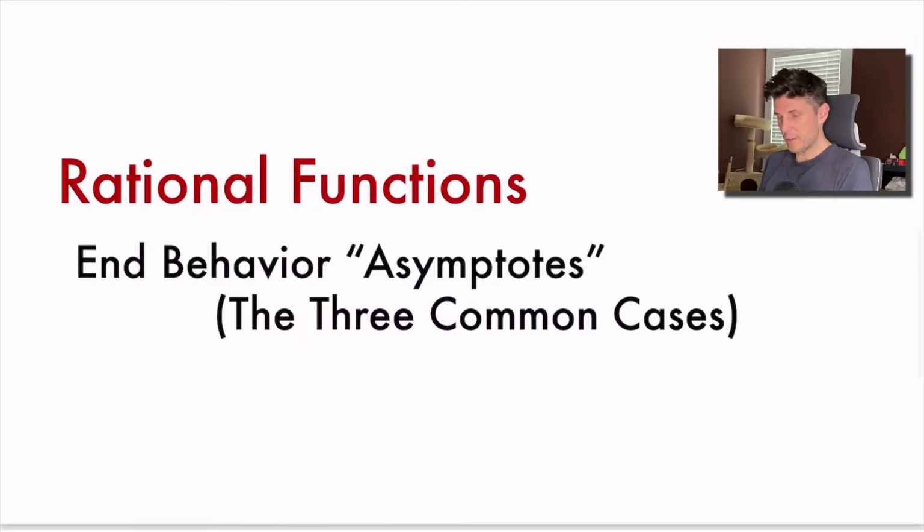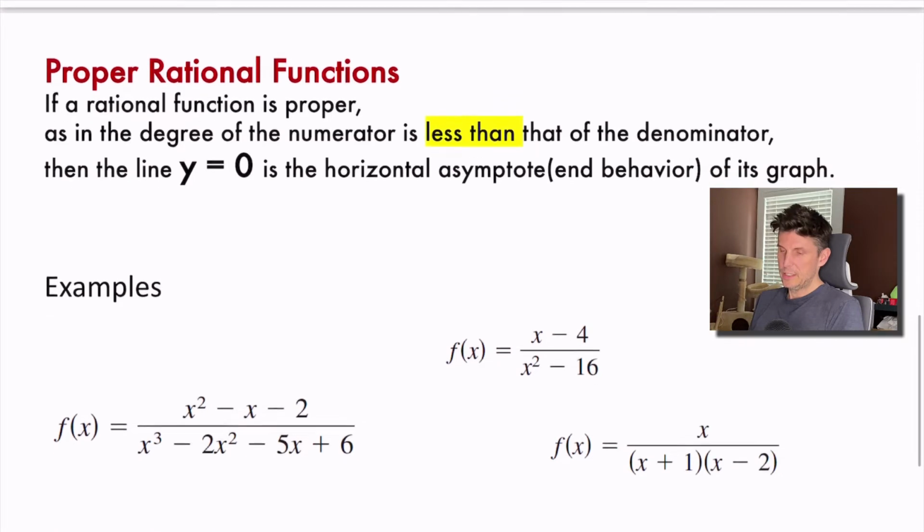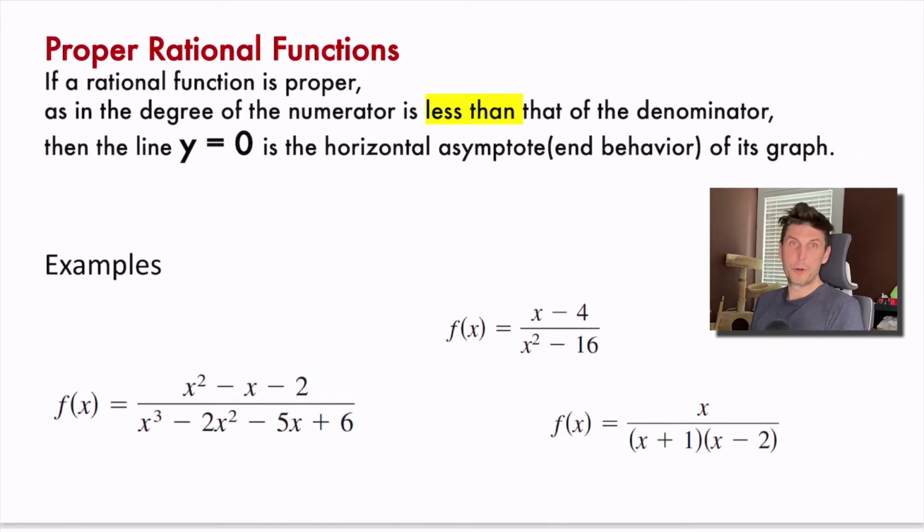All right, so the first thing we're going to discuss is what you'd call a proper rational function. A proper rational function has a degree in the numerator that's going to be less than that of the denominator. So that's just how you would identify it. When you have a proper rational function, when you look at it right away, you can just write down horizontal asymptote, y equals 0. The x-axis is your horizontal asymptote. So you would just state that.